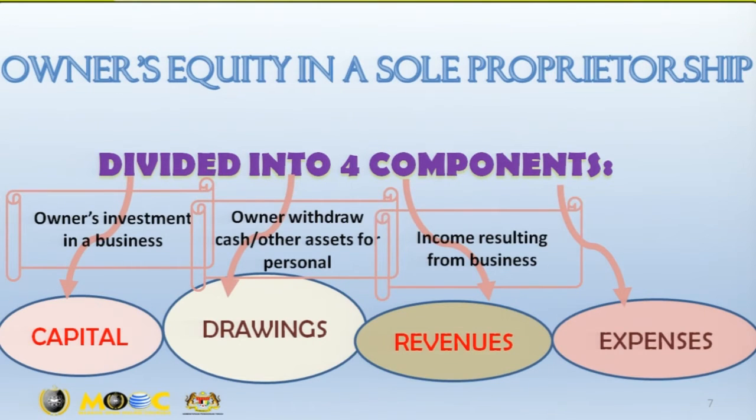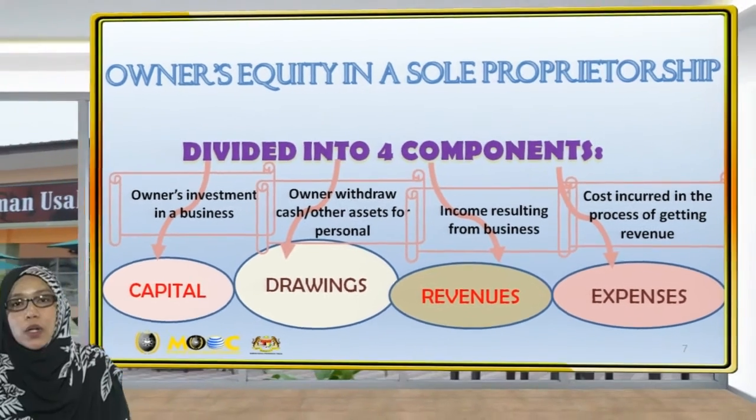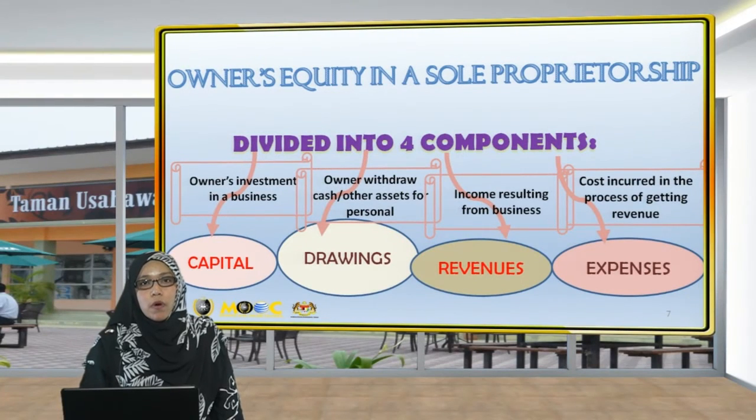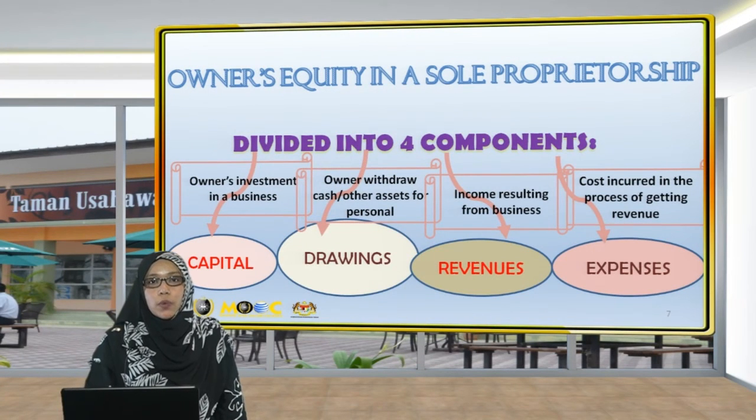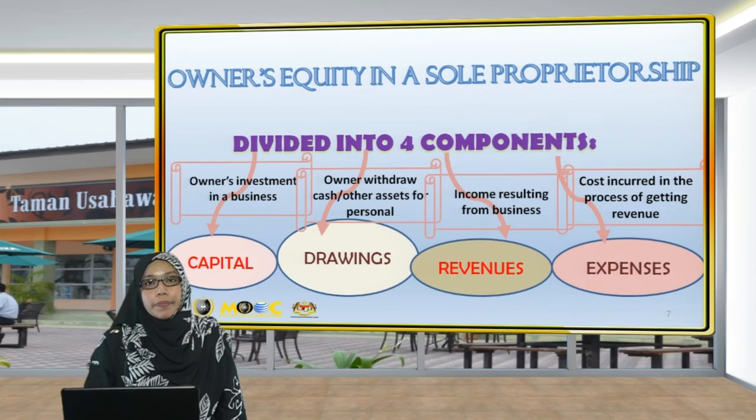Revenue. Revenues are income resulting from business operation, such as from activities of sales, rental received, dividend received, and others. And the last one, expenses. Expenses are costs incurred for purpose of getting revenue. Examples of expenses are salary, rental, advertisement, maintenance costs, and others.